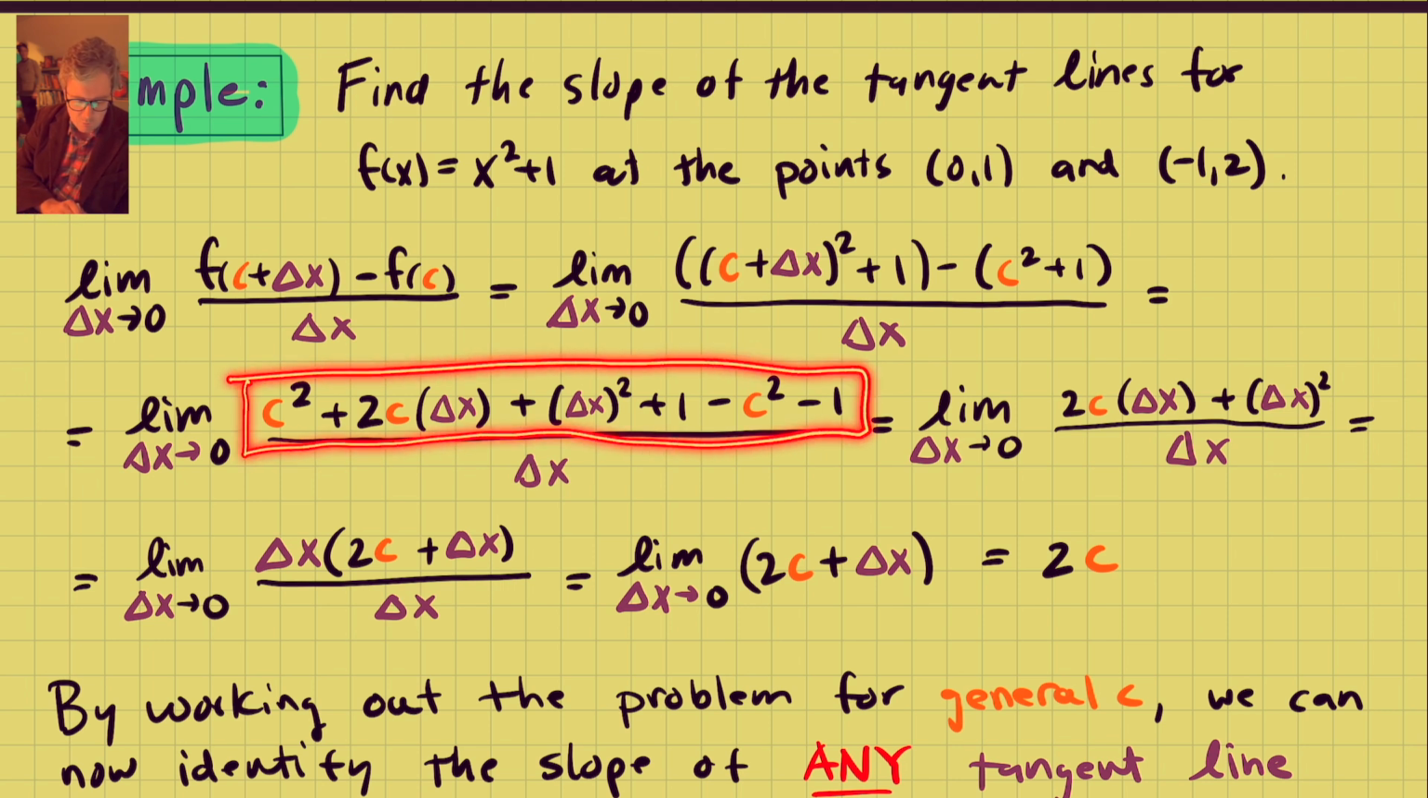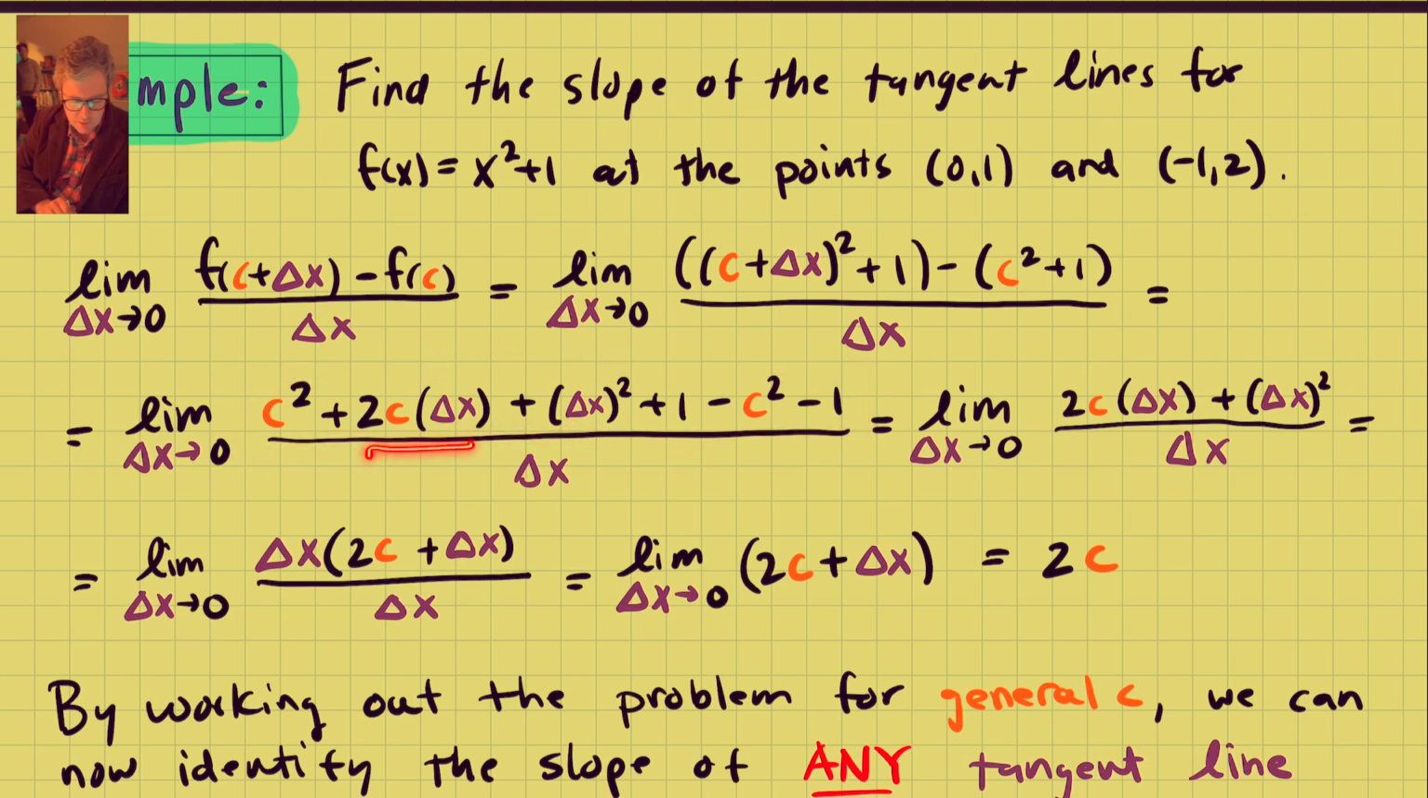And so when you do the foiling and you do the distributing, you get c squared plus 2c delta x plus delta x squared plus 1 minus c squared minus 1, all over delta x. And this all simplifies down. Obviously, the c squareds will cancel, the 1s will cancel, and you're left with just this piece here, which is what you see over here. So the limit as delta x goes to 0 of 2c times delta x plus delta x squared, all over delta x.